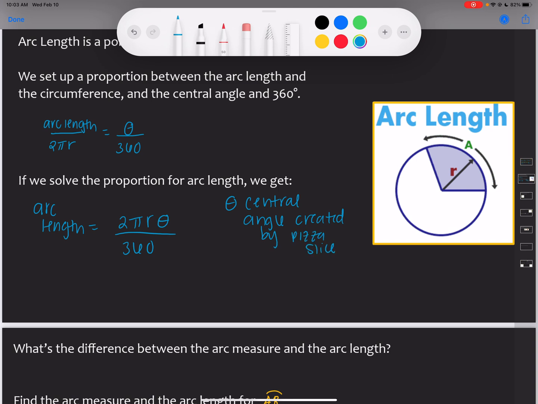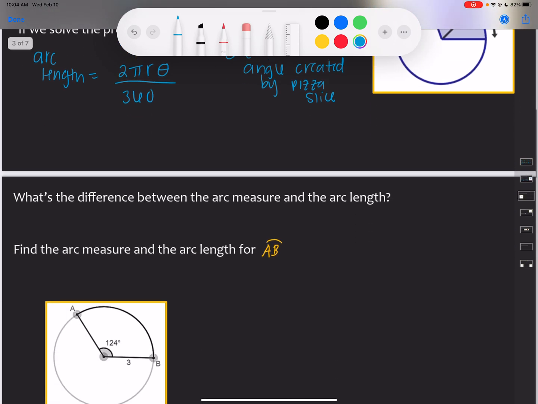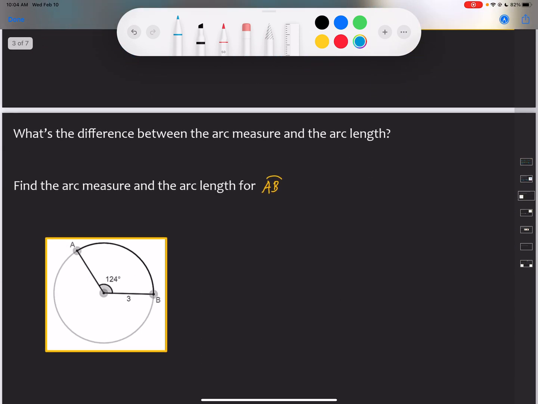Okay, so the difference between an arc measure and an arc length: an arc measure tells us how many degrees of the total 360 there are, whereas an arc length is like if I were to stretch out this whole piece on a ruler, I could measure that total length.